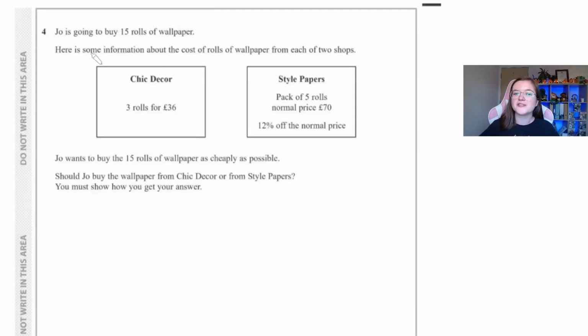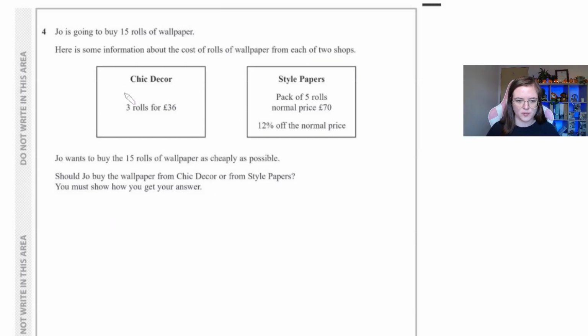On we go. Question 4. Joe is going to buy 15 rolls of wallpaper. Here is some information about the cost of rolls of wallpaper from each of 2 shops. From Chic Decor, it's 3 rolls for £36. From Style Papers, a pack of 5 rolls is a normal price of £70, and it's 12% off the normal price. Joe wants to buy 15 rolls of wallpaper as cheaply as possible. Should Joe buy wallpaper from Chic Decor or from Style Papers? You must show how you get your answer.